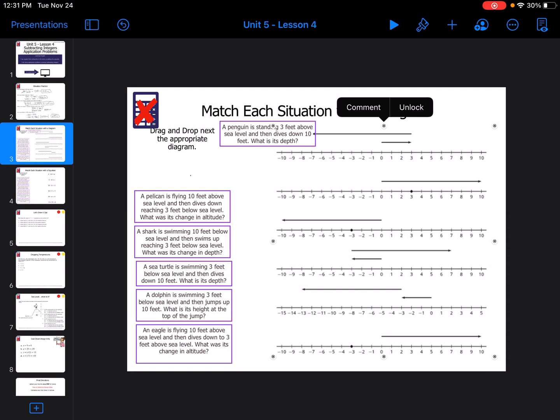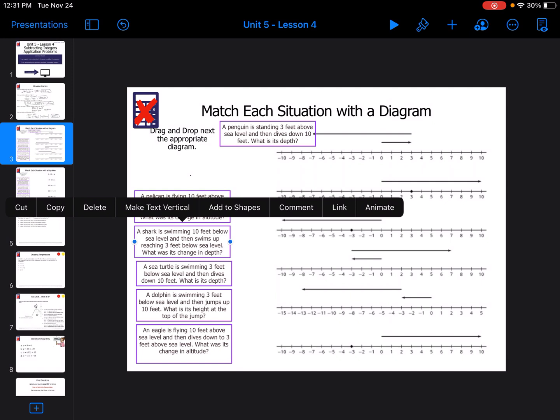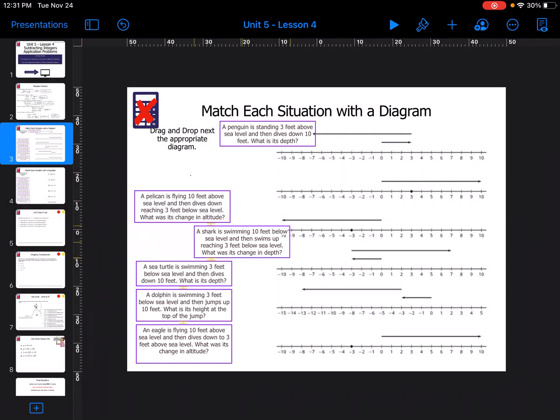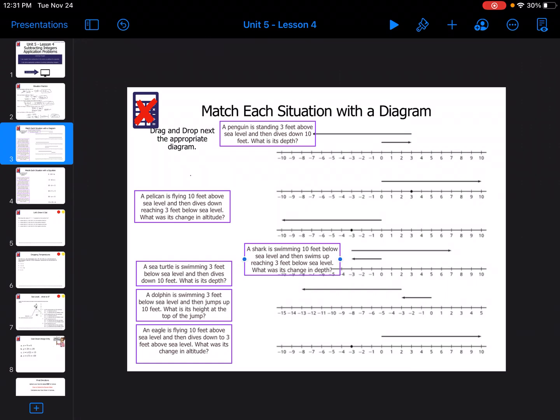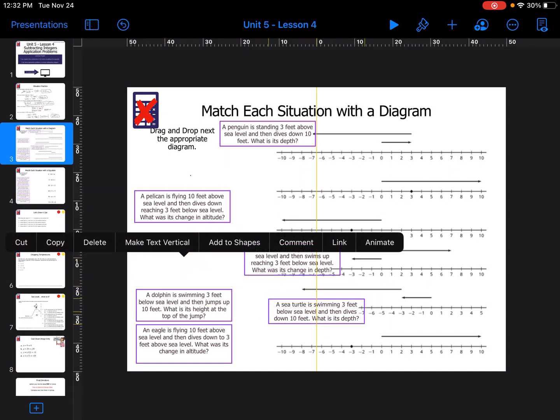So it's negative 3, and then it swims up 10. So now it's at 7 feet. A sea turtle is swimming 3 feet below sea level, then it dives down 10 feet. What is its depth? Well, I'm at 3, and then I dive down another 10, so this one has to go here.